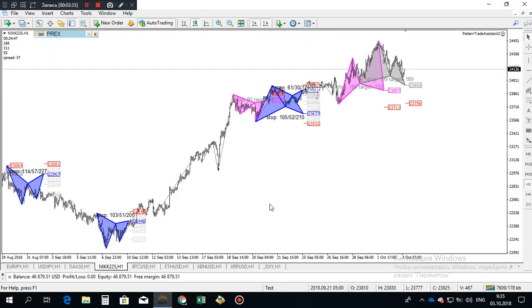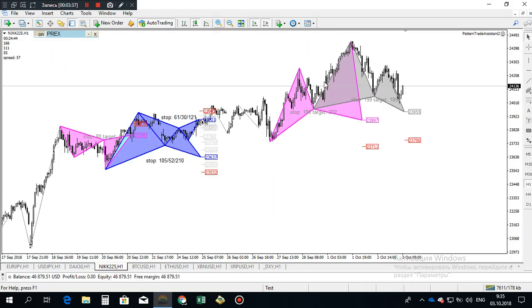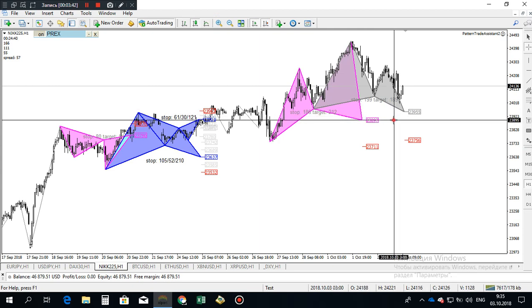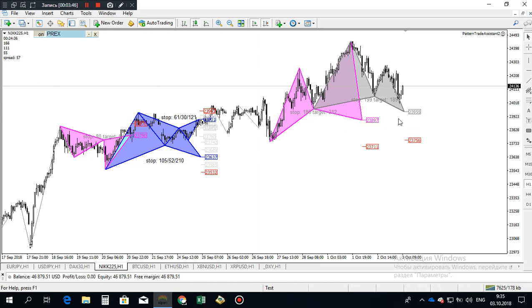Okay, Nikkei. On Nikkei we have a potential bat pattern, and a bit lower we have a potential cipher pattern. So you should trade something that you have backtested, something that you have in your trade plan, of course.